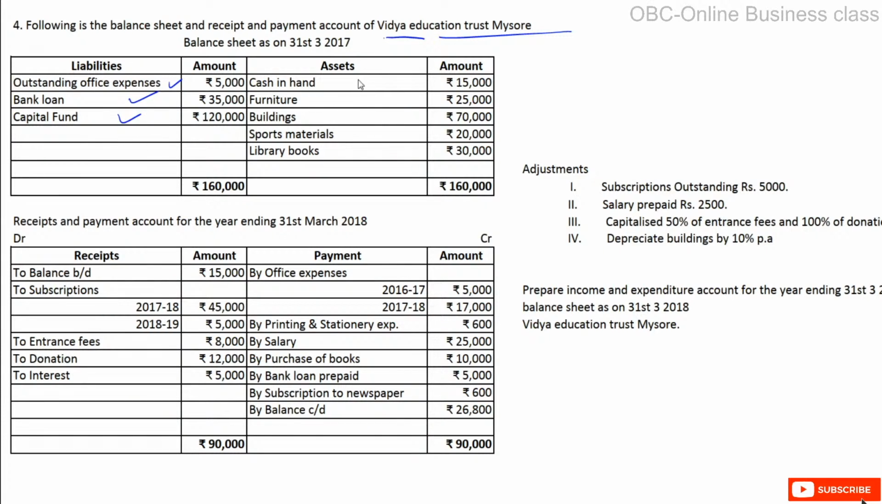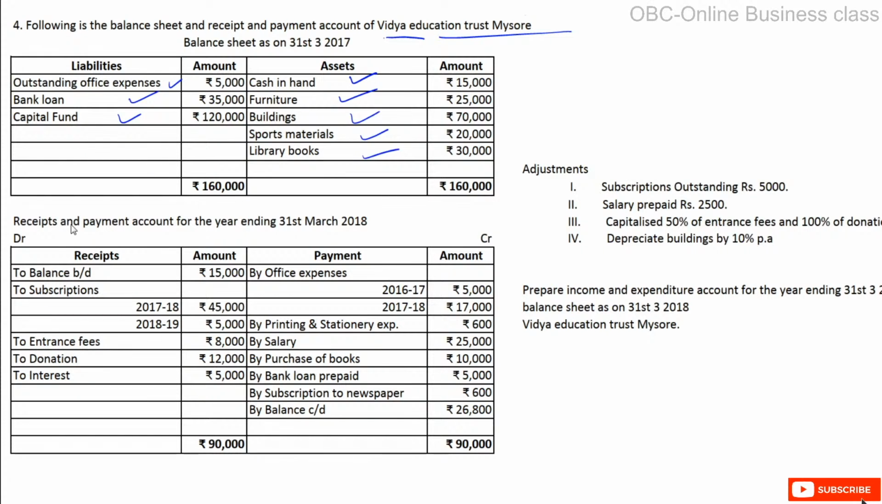On the asset side, they are given cash in hand, furniture, building, sports material. That means sports material was purchased in the last year. Next, they purchased books for the library. So library books, they spent 30,000 in the last year's balance sheet. So these are the items given in the balance sheet of the last year.